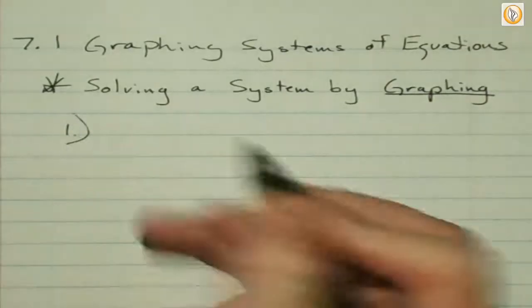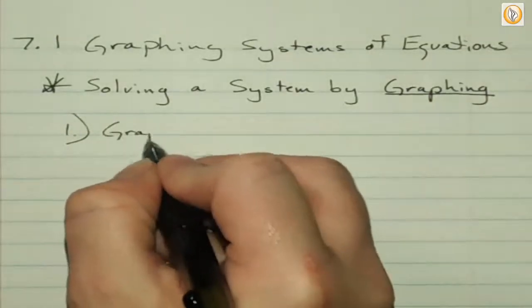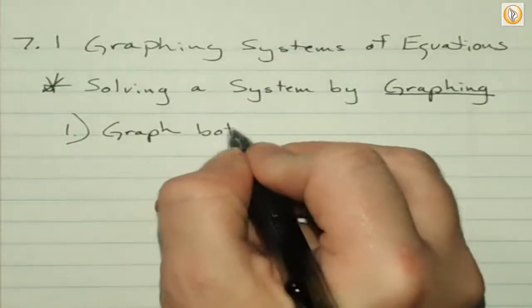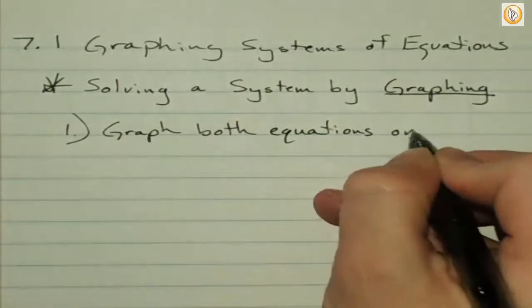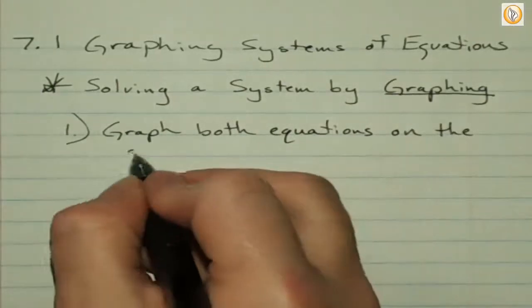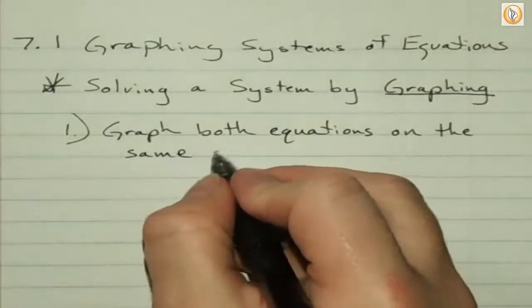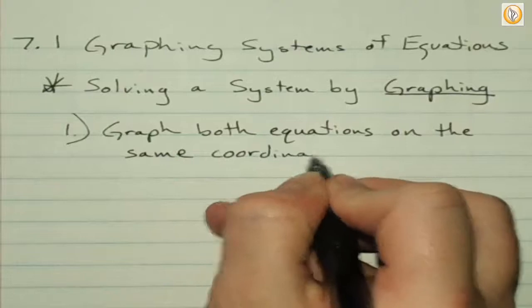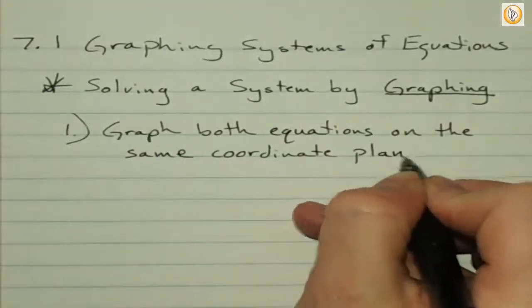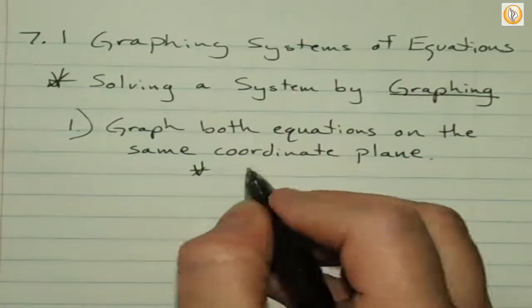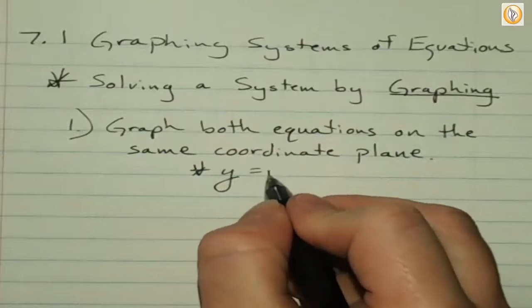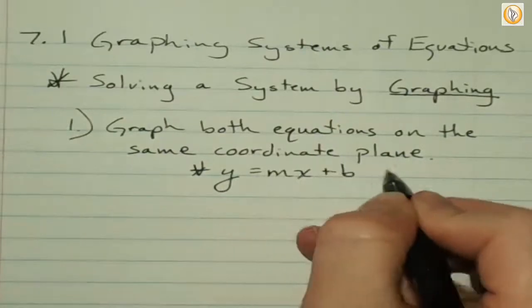Okay, step 1, we are going to graph both equations on the same coordinate plane. So basically, you're going to take the two equations and you're going to graph them. Make sure you put them in y equals mx plus b format.